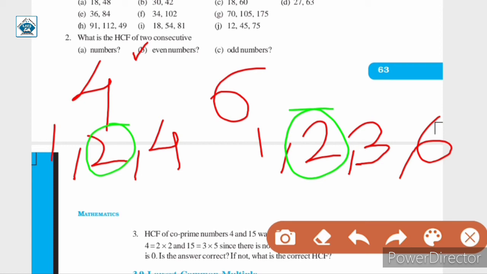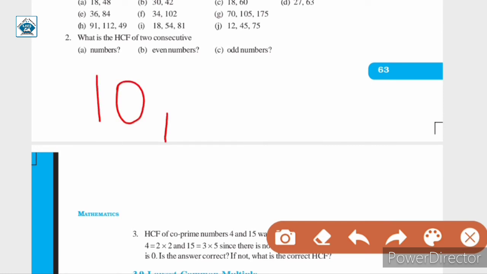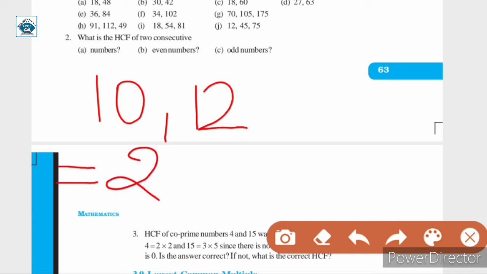So here the HCF of 4 and 6 is equal to 2. You can also write this as 2 multiplied by 1, which will again be equal to 2. So the HCF of the consecutive even numbers 4 and 6 is 2. Similarly, you can take example of any other consecutive even numbers. For example, 10 and 12. इनके जब आप लोग HCF कैलकुलेट करोगे, then you will get their HCF will be equal to 2.